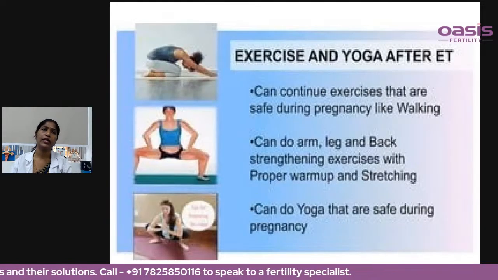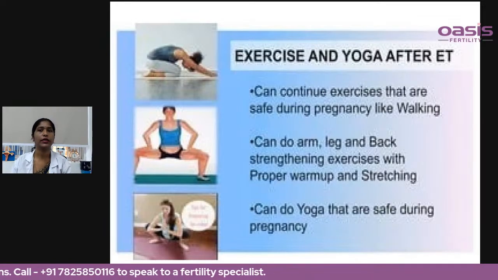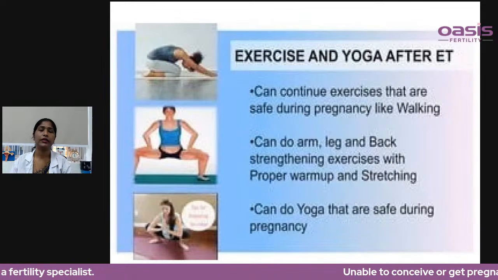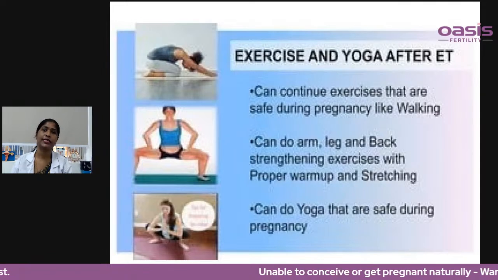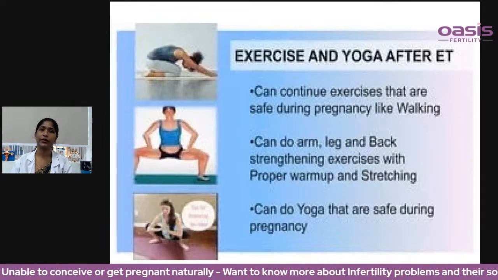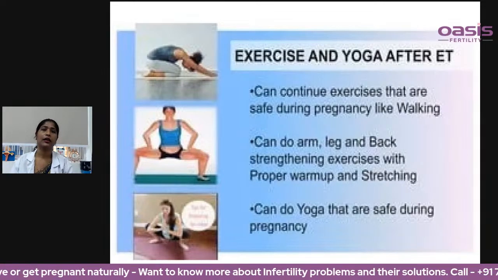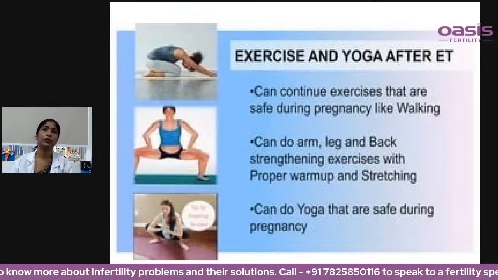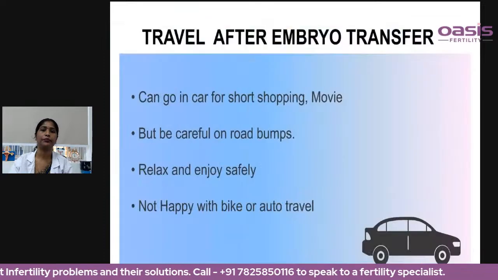And in short, about exercise and yoga after embryo transfer, yes, you can do mild forms of exercise. You can go for walks, and you can even do those yoga postures and exercises that are safe in pregnancy. You can concentrate more on your upper body, arms, and legs, and you can do back strengthening exercises. These are good, but avoid exercises which are going to put a lot of pressure on your lower belly.